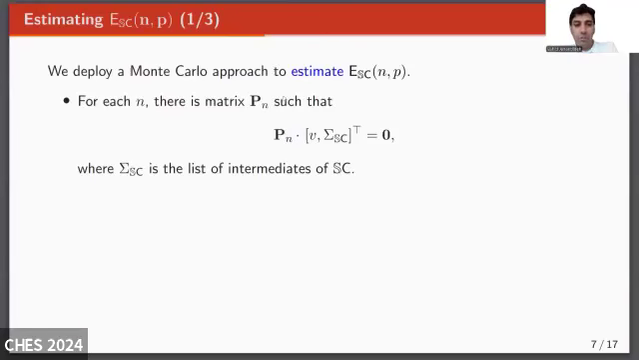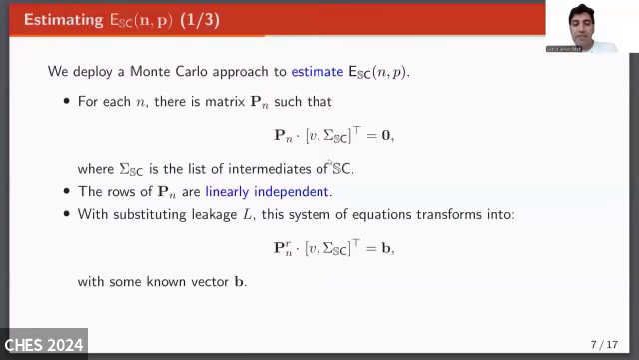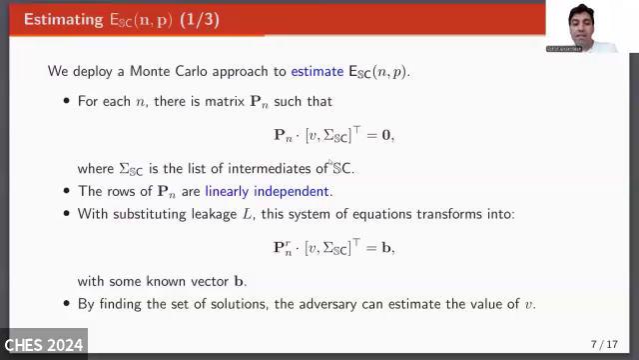We deploy a Monte Carlo approach to estimate the erasure channel parameter. Since the circuit is linear, there is a matrix Pn that satisfies such a system of equations, where sigma C is the list of intermediates of the circuit. The rows of Pn are linearly independent, and if an attacker learns a leakage, it can substitute in the system and derive a new system. By finding a set of solutions, the adversary can estimate the value of V.